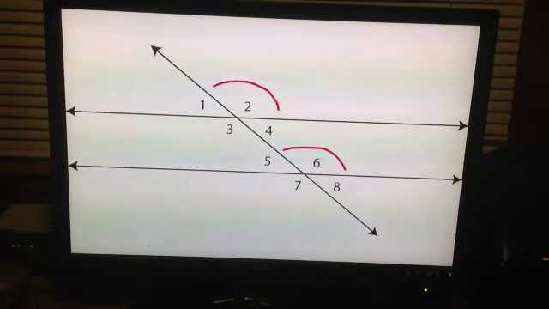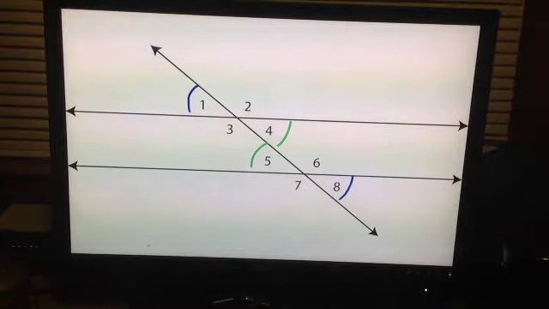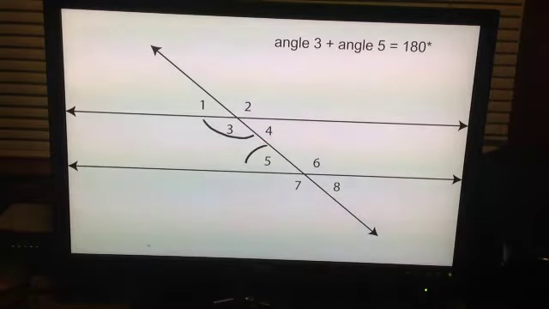Angle 2 and angle 6 are congruent because they're cut by a transversal, so they are corresponding angles. The alternate interior angles are in green, and they are congruent. The alternate exterior angles are in blue, and they are congruent because they're all cut by a transversal. Angle 3 and angle 5 are consecutive interior angles. They are supplementary.